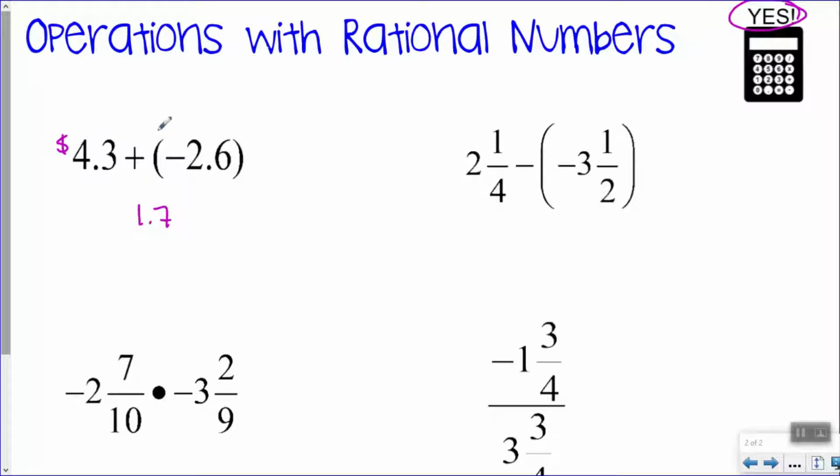You can think about money with this, and do you have more money when you have $4 or $2? Since you have more money with $4, that's not negative, we know that our answer is going to be positive. So here, we have 1.7.